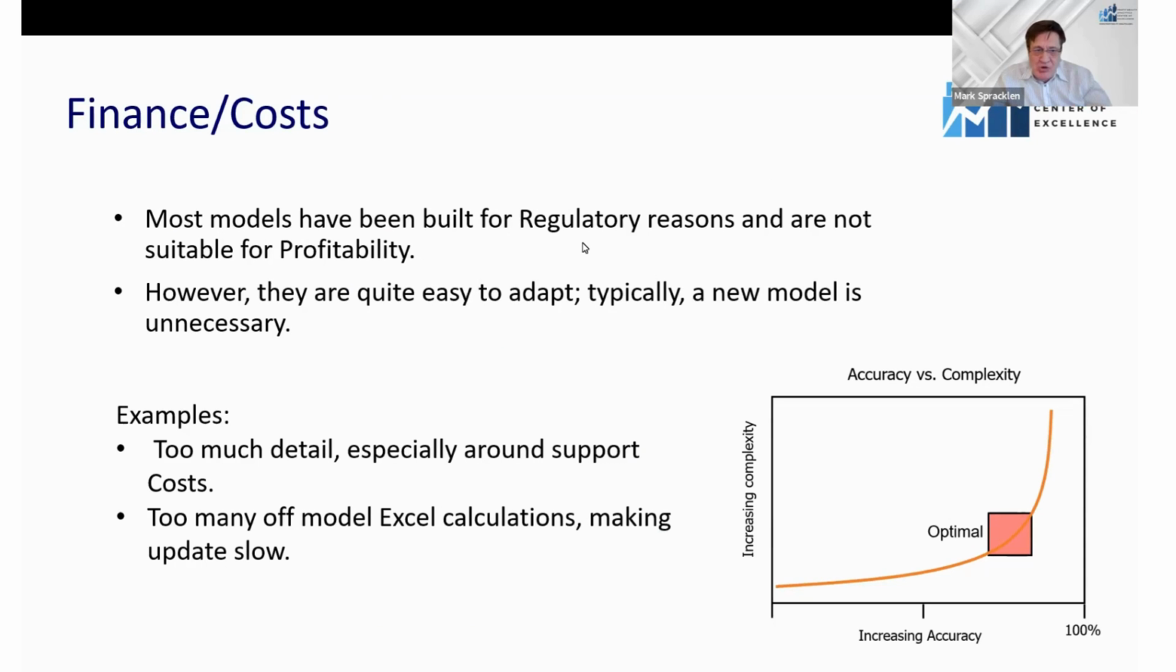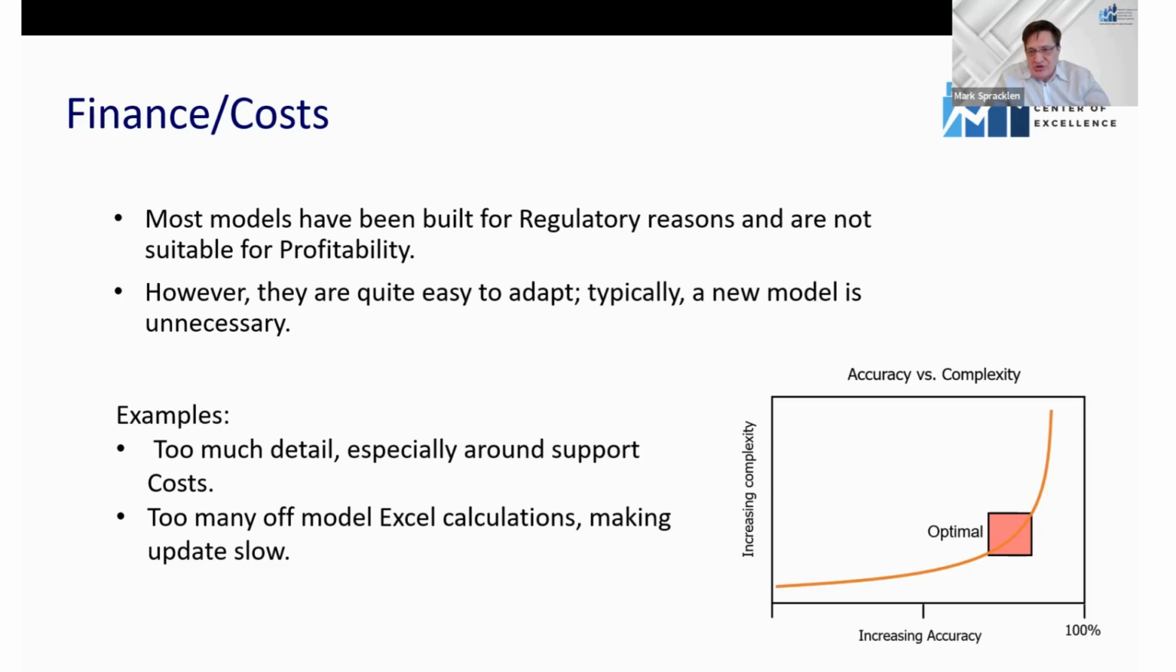So again, most models in telecoms have been built for regulatory reasons. And while they're not suitable for profitability immediately, they are quite easy to adapt for profitability. But the main examples of the problems are too much detail, especially around support costs. And I keep coming across that time and time again.